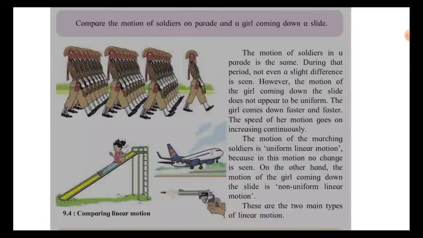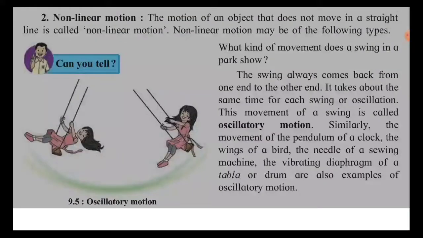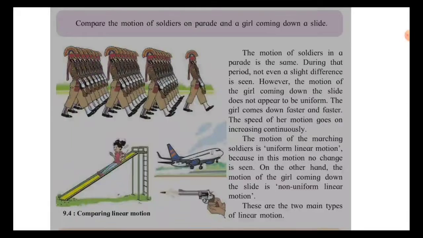Some are uniform linear motion and some are non-uniform linear motion. Okay, what do you mean by uniform linear motion? ऐसा मोशन जिसमें आपकी स्पीड कांस्टेंट होती है, उसे हम यूनिफॉर्म लीनियर मोशन कहते हैं. This you have to write in your book. And second thing is non-uniform motion.